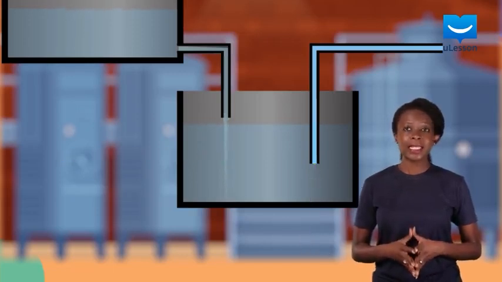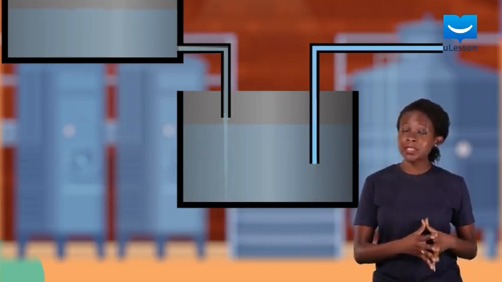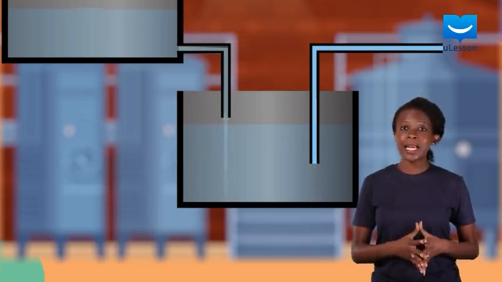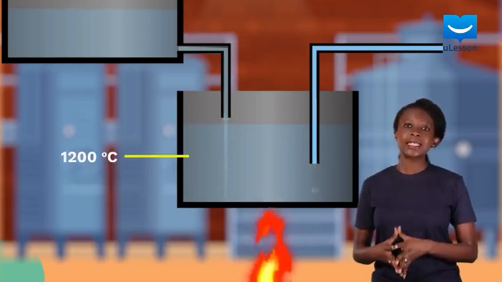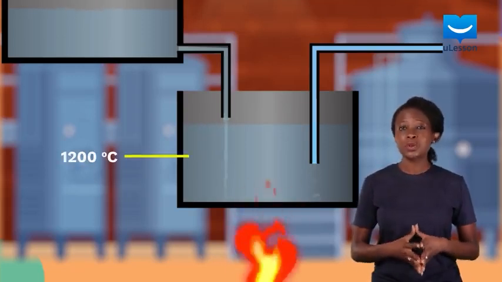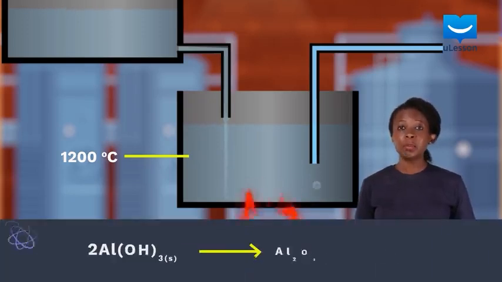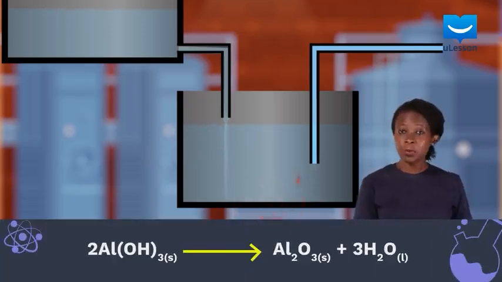Since aluminium oxide is what is needed for the second stage of extraction, the precipitated aluminium hydroxide is heated at a temperature of about 1,200 degrees Celsius to decompose to aluminium oxide and water, as shown in the equation here.